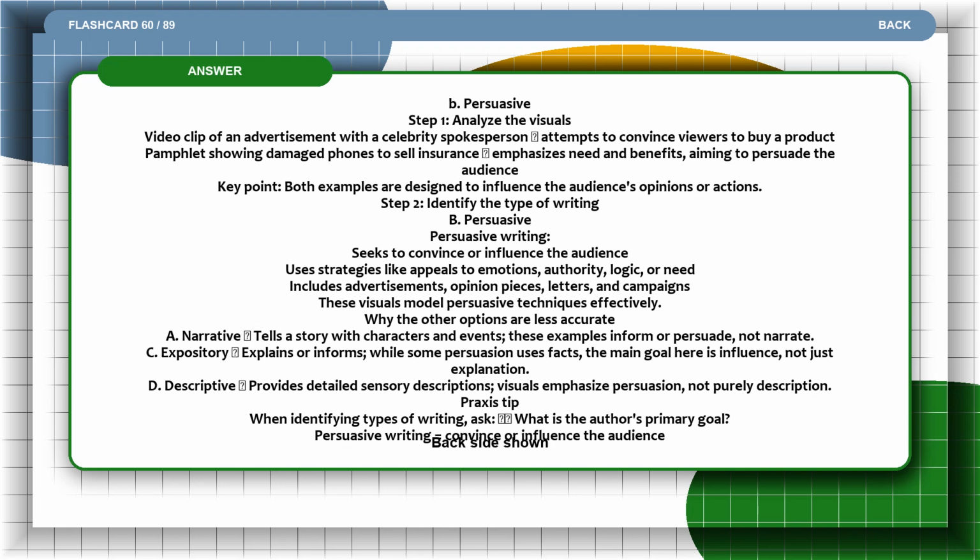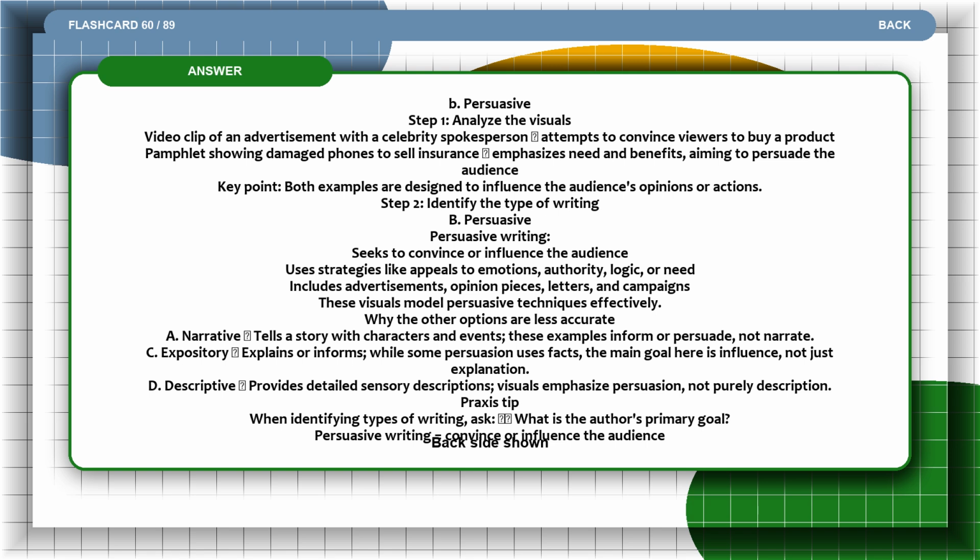The answer is B. Persuasive. Step 1. Analyze the visuals. Video clip of an advertisement with a celebrity spokesperson. Right arrow, attempts to convince viewers to buy a product. Pamphlet showing damaged phones to sell insurance. Right arrow, emphasizes need and benefits, aiming to persuade the audience. Key point: both examples are designed to influence the audience's opinions or actions.